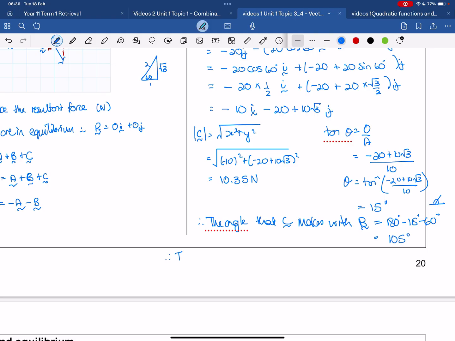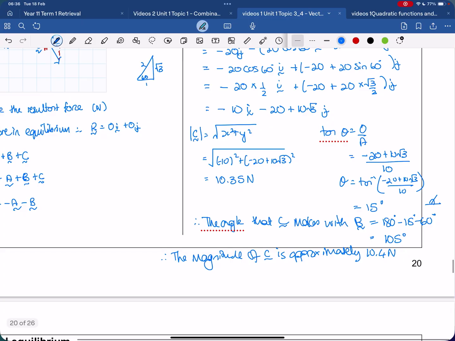So therefore, the magnitude of C is approximately 10.4 newtons, and the angle between B and C is 105 degrees.